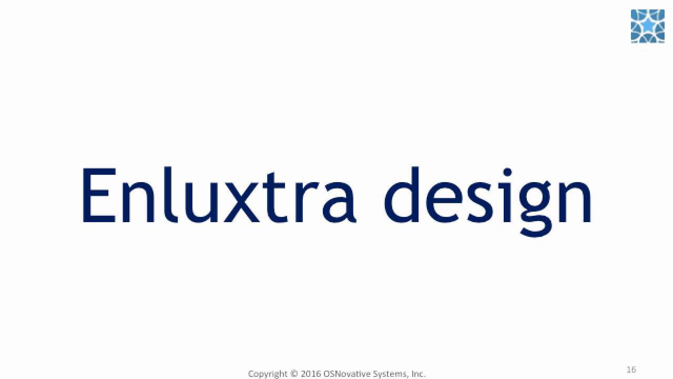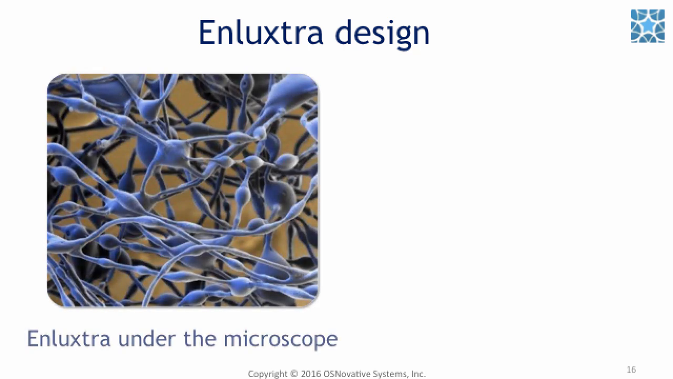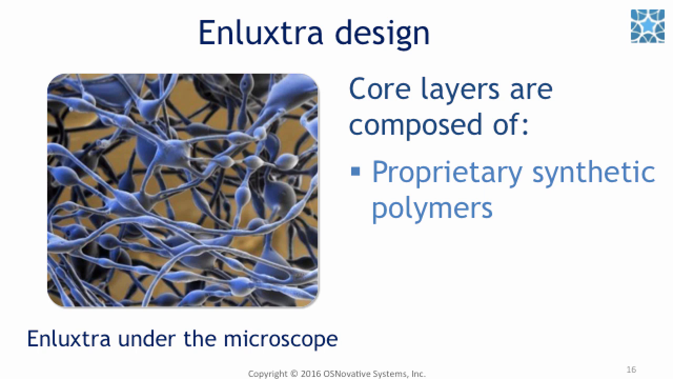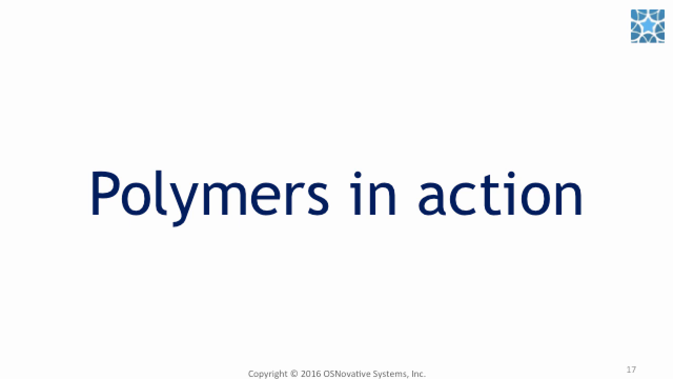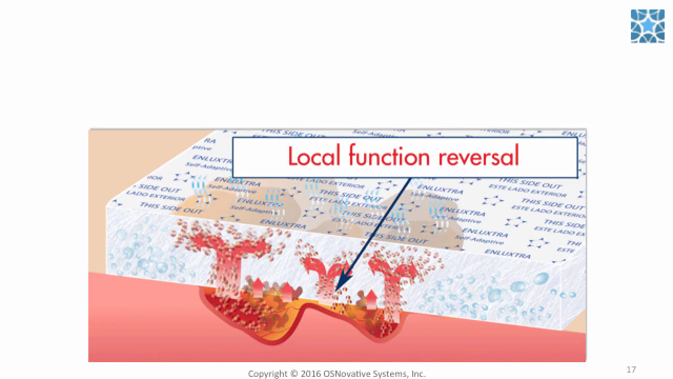Now we know that Enluxtra can automatically change its function in any area of the dressing independently. This is possible because of the smart polymer structure in its composition. The core layers of the dressing are composed of proprietary synthetic polymers and inactive bioinert ingredients. Enluxtra's polymers are sensitive to changes in humidity and fluid content in each unique area of the wound. Polymers are what actively removes barriers to healing. Enluxtra is structurally designed to work in sync with the ever-changing wound microenvironment.